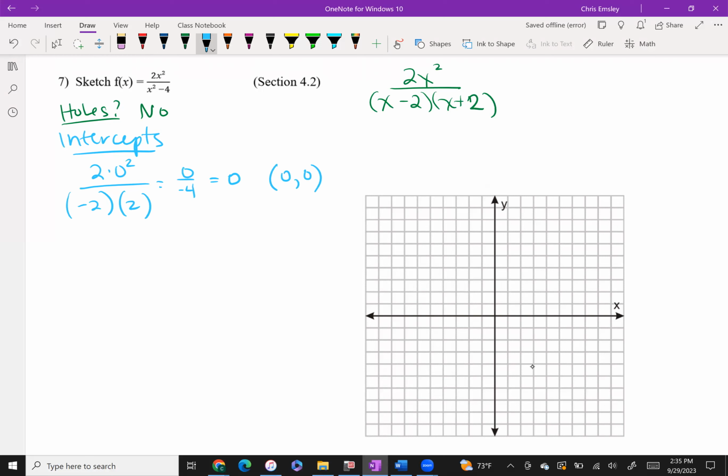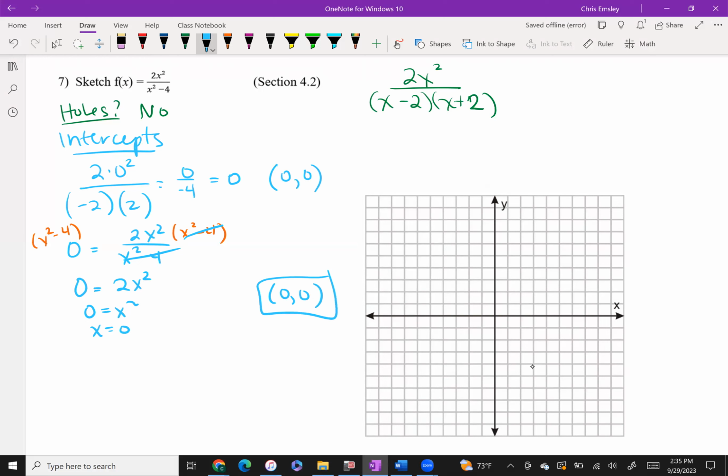For our x-intercept, we set our function equal to 0. Multiply both sides by x squared minus 4. On the left, that leaves us with 0 equals 2x squared. Divide by 2. Take the square root, and we get x equals 0. So look at that. That is also our x-intercept. Yes, 0, 0 is both an x-intercept and a y-intercept.